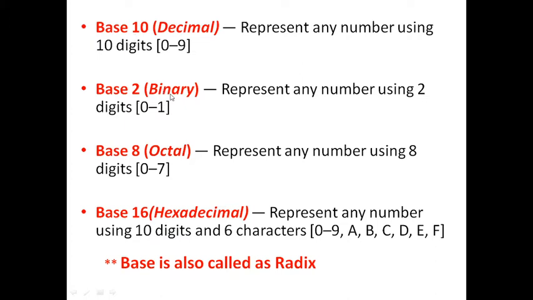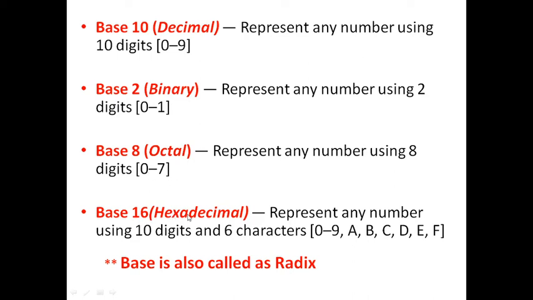Now next is the binary number system. You know that bi is 2. So it is going to have two symbols or two digits, which are 0 and 1. So it is base 2. Next is octal. Octa is 8. So base 8. And what are the symbols? 8 symbols. So 0 to 7.